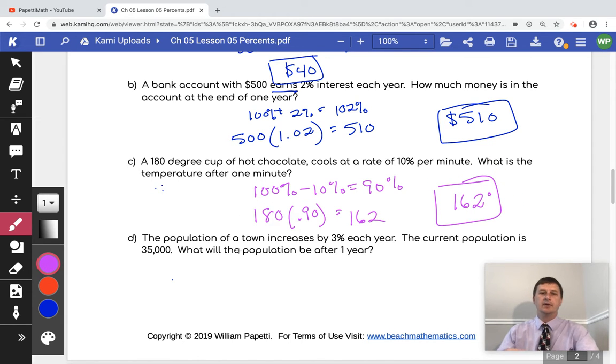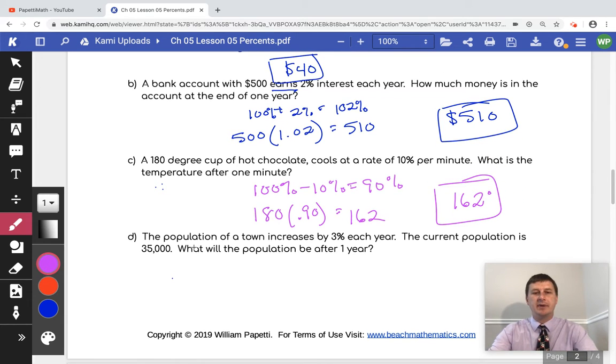All right, which brings us to our last part, which says the population of a town increases. So we're going to be adding to our original amount of 100% always. We're going to be adding 3% each year. And the current population is 35,000. What would the population be after 1 year?